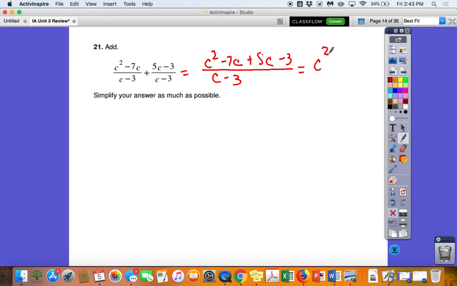All right, so I got c squared minus 2c minus 3 all over c minus 3. Okay, remember what I just said? Always try to factor. That looks suspicious up there. If we don't try to factor, we're going to be in trouble.